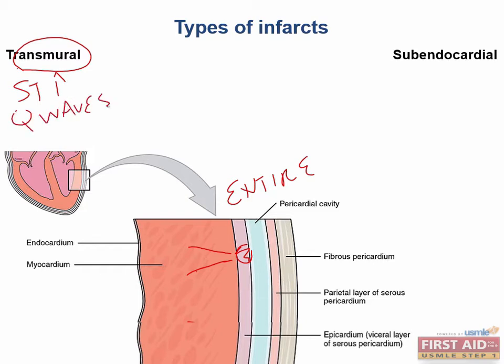On the other hand, subendocardial infarcts are usually due to stenosis slowly limiting the blood flow to the area of the heart that is last to receive blood. That is the layer directly underneath the endocardium. So this is the subendocardium. Subendocardium is sandwiched in between the endocardium and the myocardium. Infarcts in the subendocardial layer show up as ST segment depression, not ST segment elevation.